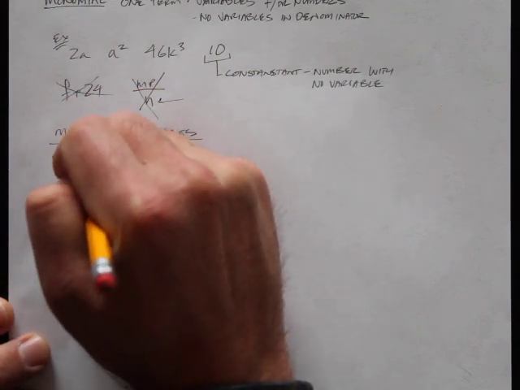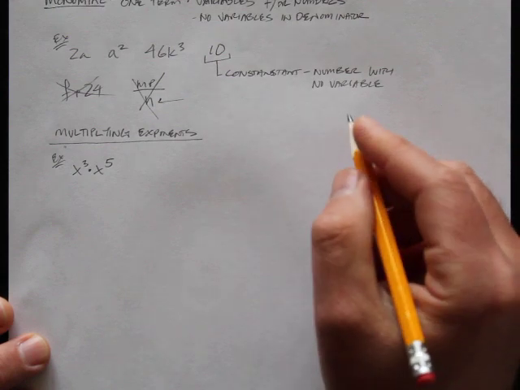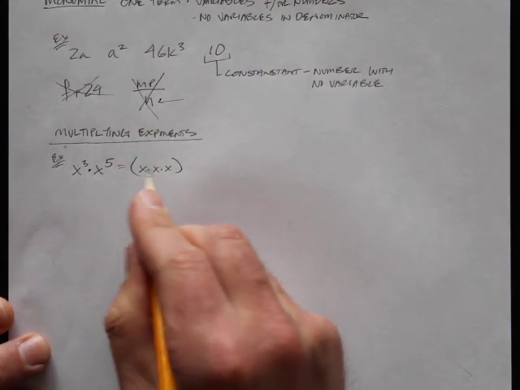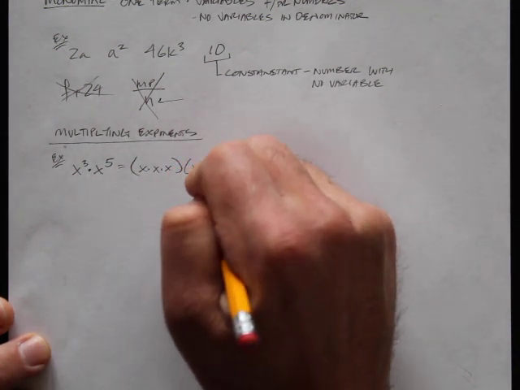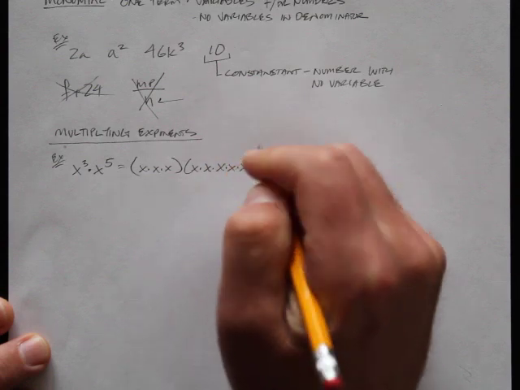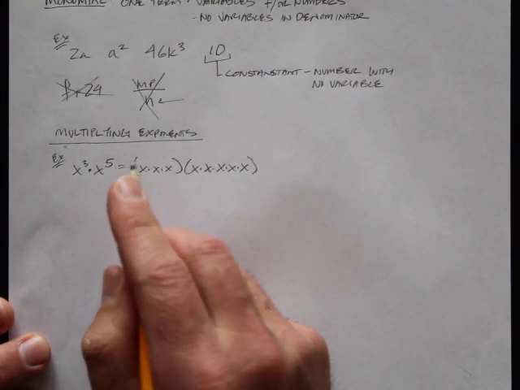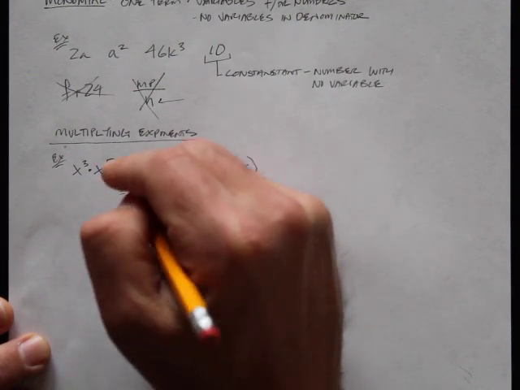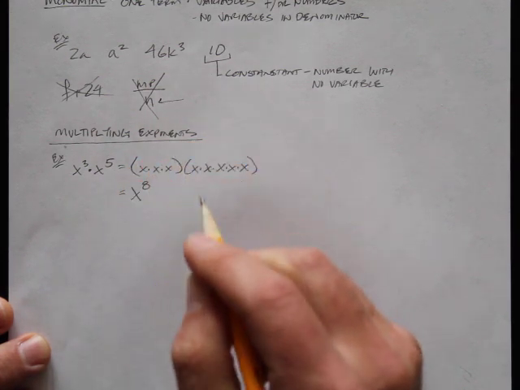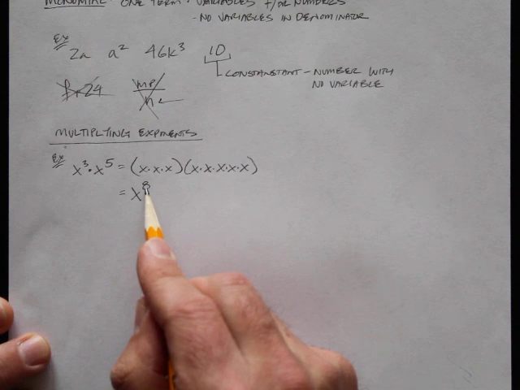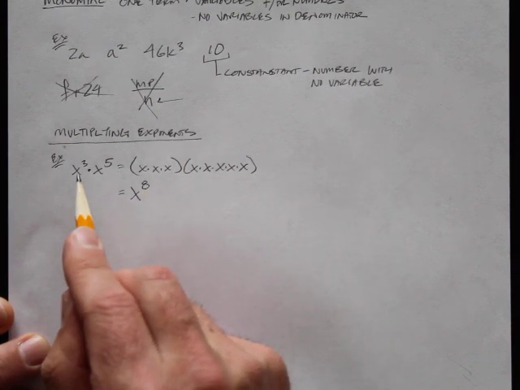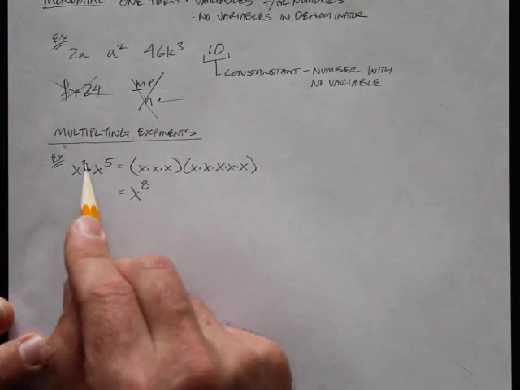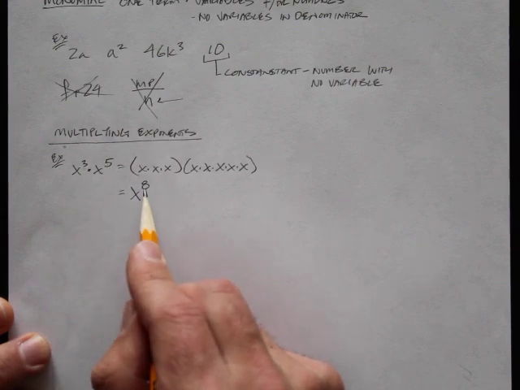If I have x cubed times x to the fifth power, that's the same as saying x times x times x, so 3 x's multiplied by each other, times 1, 2, 3, 4, 5 x's multiplied by each other. So I have 8 x's being multiplied by one another, x to the 8th power. So notice how 3 plus 5 is 8. When I multiply exponents, I add them together.